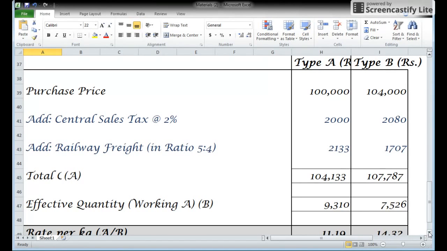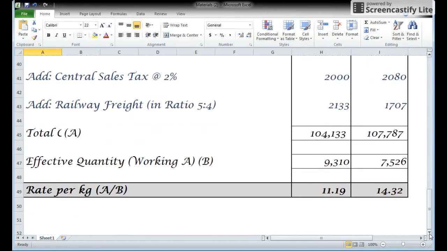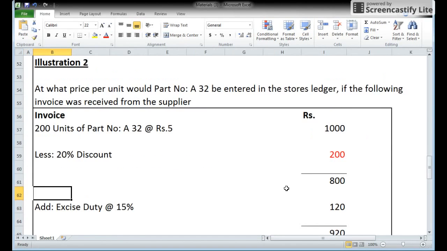Now add up all the additional costs to the original cost and it comes to 104,113 for type A and 107,787 for type B. Now the final step is to divide the cost by the available quantity in hand, that is 9310 for type A and 7526 for type B, and you get the rate per kg, which is 11.19 for type A and 14.32 for type B. Let us now move on to the next illustration.